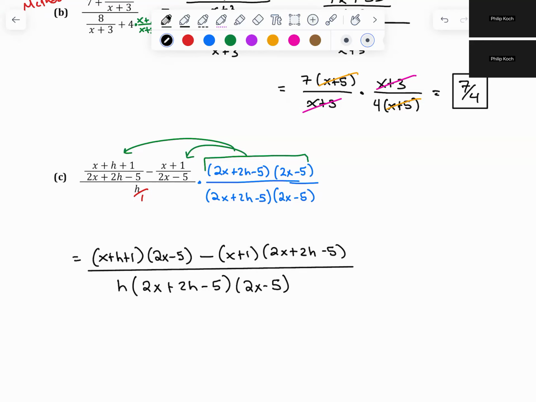Yeah, JT. Why isn't it h times 2x plus 2h minus 5, over that same thing without the h?